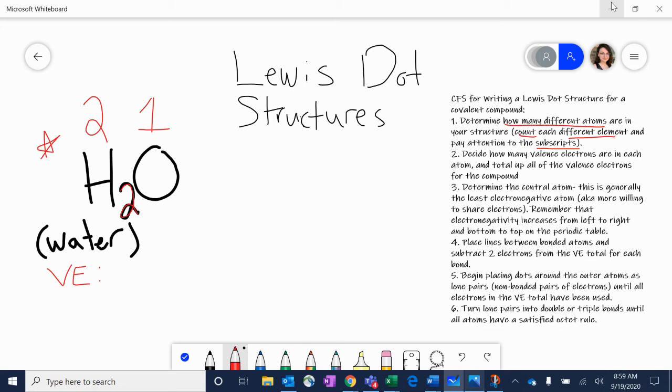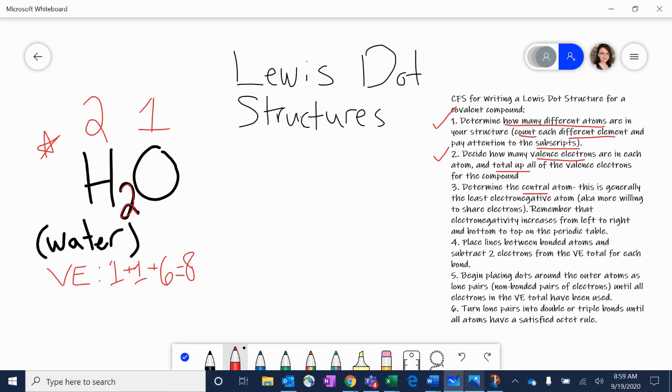So I'm going to keep a total over here. I have 1 from one hydrogen plus 1 from another hydrogen plus 6 from oxygen. So I have a total of 8 valence electrons that I'm going to need to assign during this model. So remember, keep track of where these valence electrons are going. So I've found the valence electrons, I've totaled them up. So I've done steps 1 and 2.